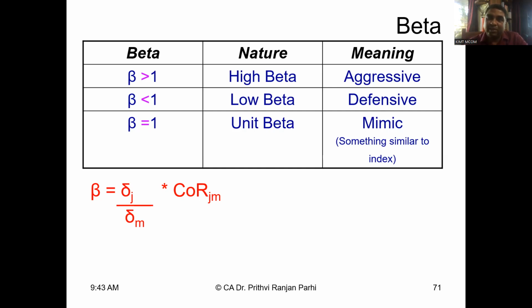There are various formulae to compute this beta factor. Here is one formula you see. This formula may not be relevant for you in your syllabus. So beta is equal to standard deviation of J divided by standard deviation of M, multiplied with correlation between J and M. J refers to the return of the stock. M refers to the returns of the market. That means stock's return divided by market return, multiplied with the correlation between stock and market.